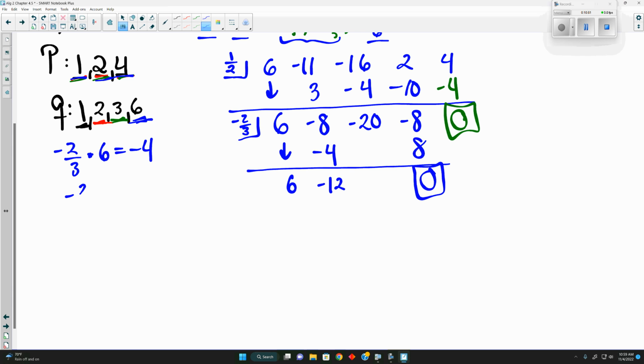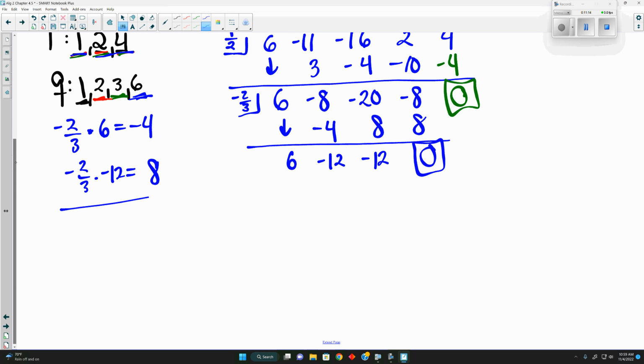and we can do it again, negative 2/3 times negative 12. Negative times a negative is a positive. 12 divided by 3 is 4, times 2 is 8. Negative 20 plus 8 is, and as we saw already, negative 2/3 times negative 12 is positive 8. So we get this here. Any questions on this here?